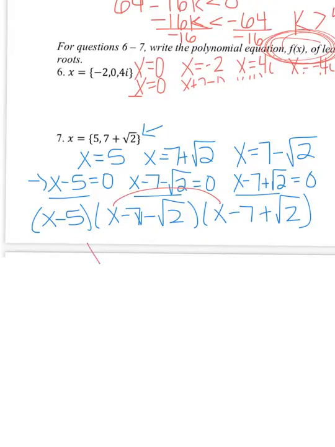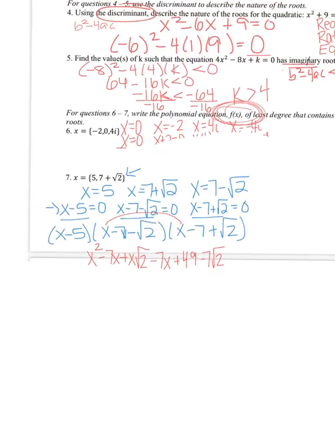So this gives me x squared minus 7x plus x square root 2. Then I have minus 7x plus 49 minus 7 square root 2. Then I have minus x square root 2 plus 7 square root 2 and negative square root of 4 or just negative 2.